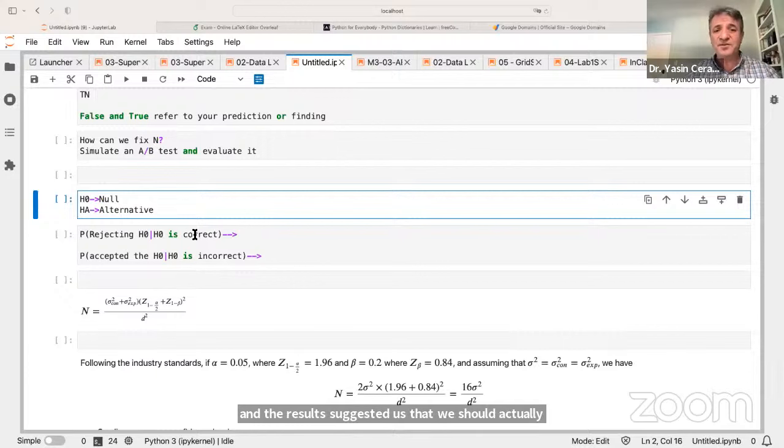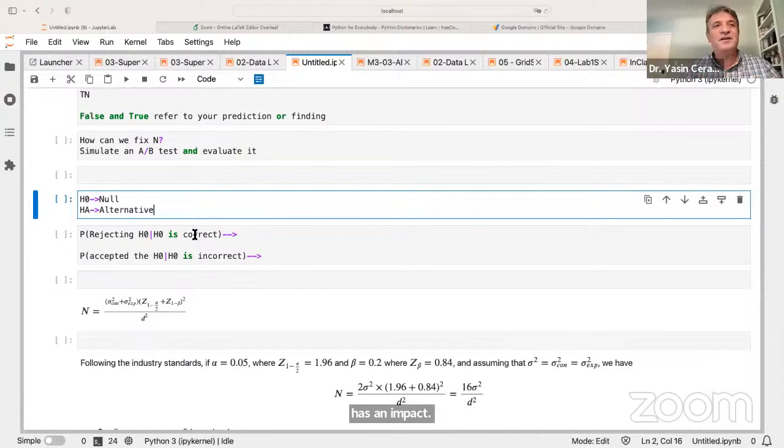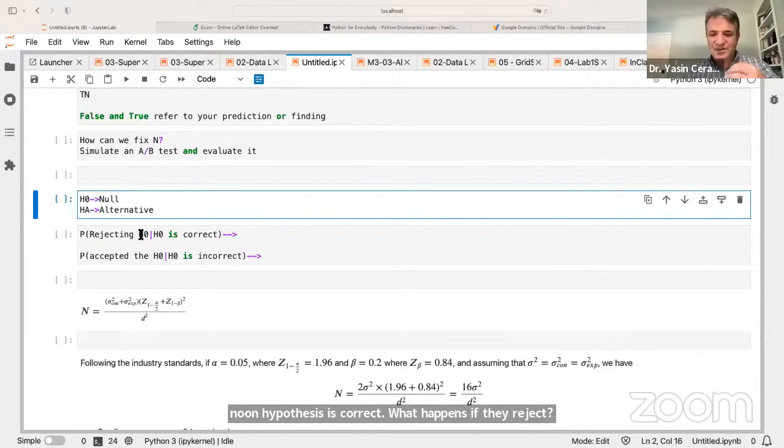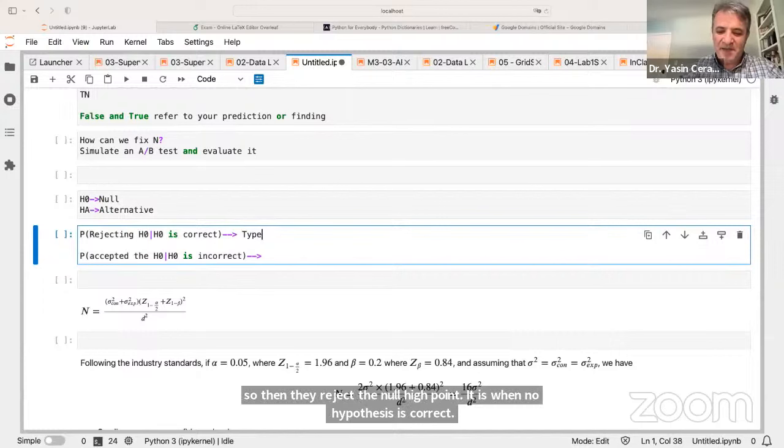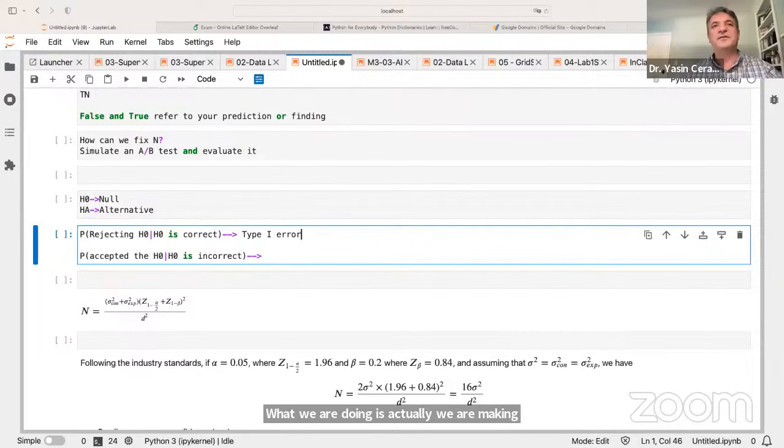When the null hypothesis is correct, in reality, changing the color of the button has no impact on people, but somehow our experiment results suggested that it has an impact. So this result is actually incorrect, right? So when the null hypothesis is correct, what happens if we reject it? What we are doing is making a type 1 error, right?